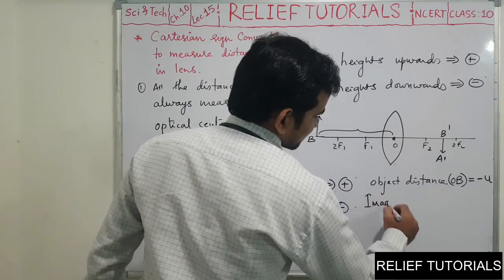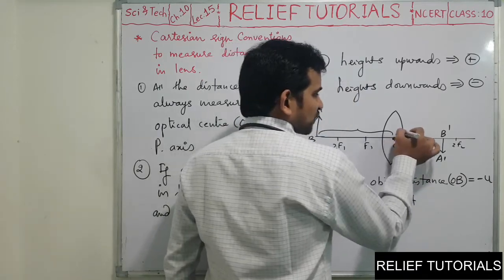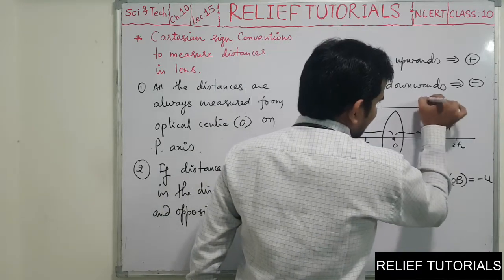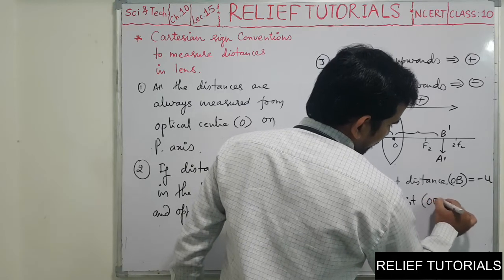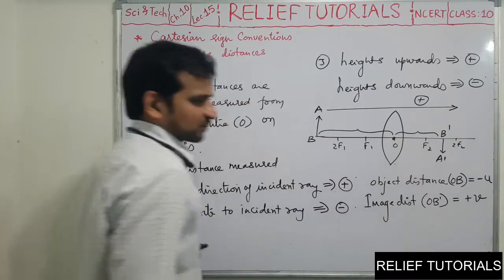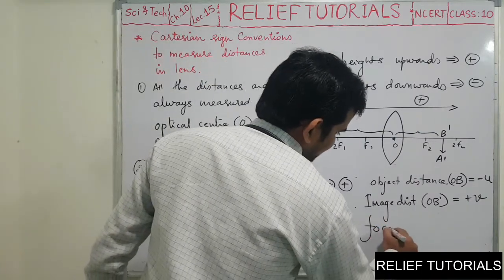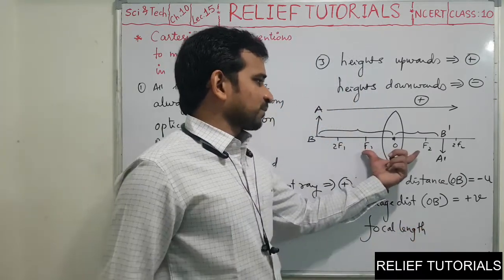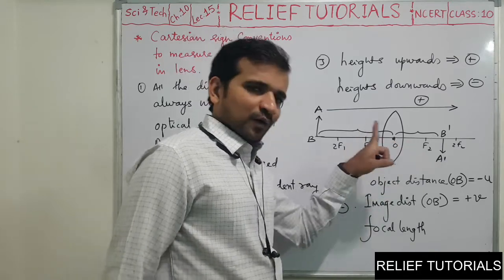Image distance. Image distance means O to B dash. We are going in the direction of incident ray, that should be taken as positive. So image distance OB dash is plus v. And the most important distance to be measured is focal length. Here we have two principal foci. So the focal length means distance between O and F on any one of the sides.